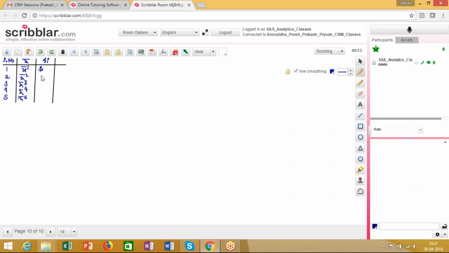So basically over here what we have is frequency f1. From there what we have is frequency f2, f3, like this. Here is f5. And from there what we can construct is the relative frequency. Then what we have is f2 by n. Like this we have it going up.